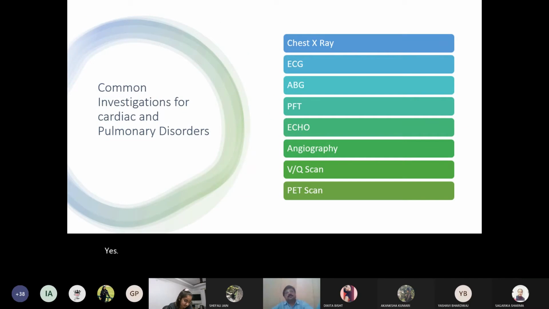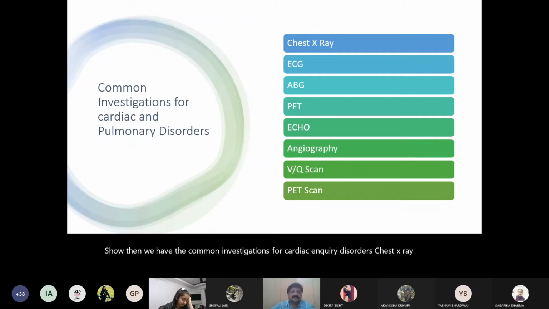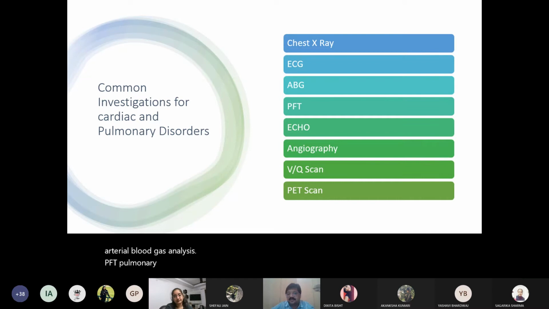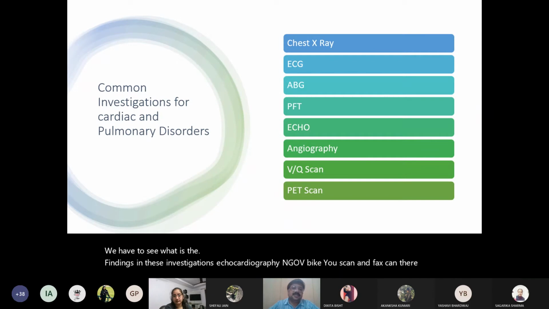Then we have the common investigations for cardiac and pulmonary disorders, like chest X-ray, which we have seen, which is one of the basic investigations. Then ECG or electrocardiogram, ABG, arterial blood gas analysis, PFT, pulmonary function test, where we have the volumes and capacities. We have to see what the findings are in these investigations. Echocardiography, angio, V/Q scan, and a PET scan. There are many investigations which can be done.